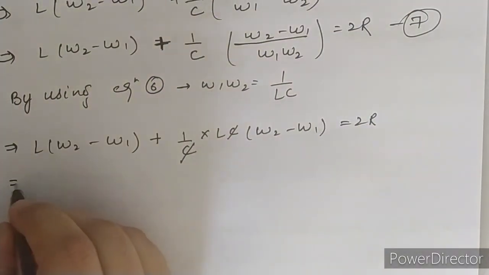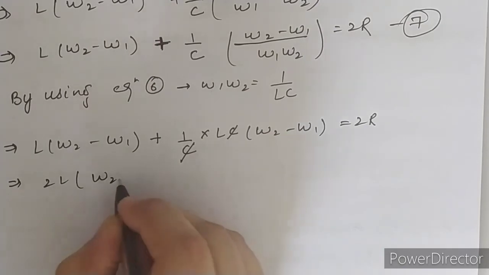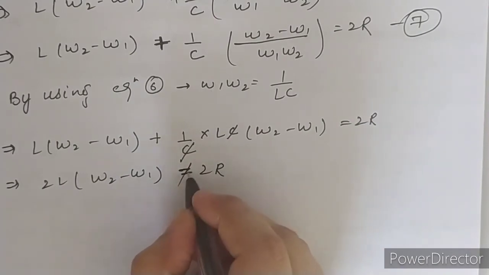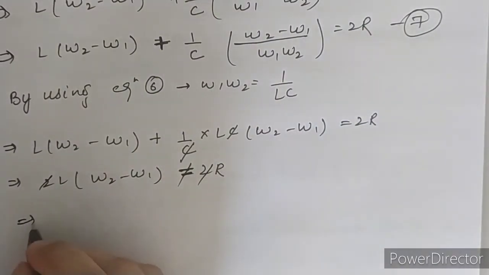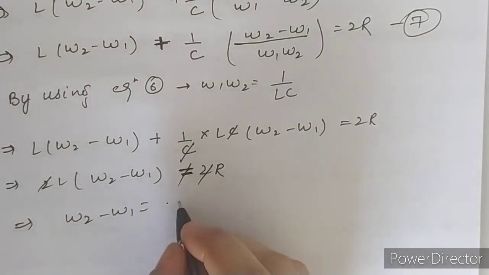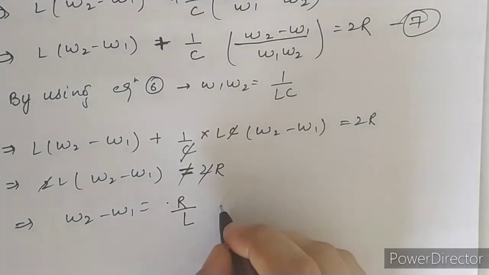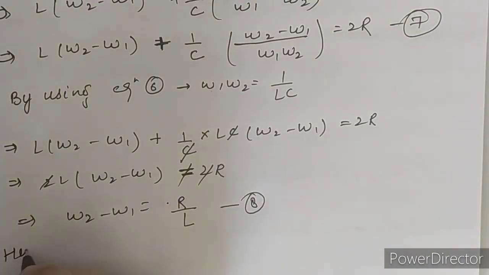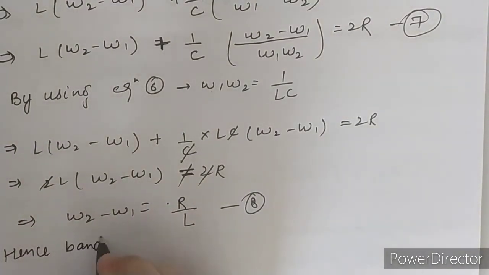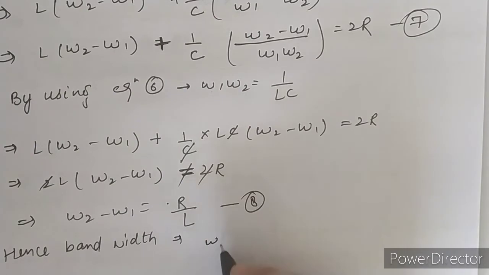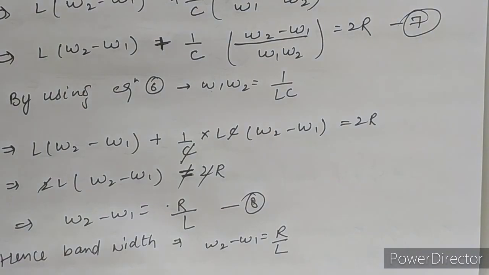Then our equation becomes 2L(omega 2 minus omega 1) is equal to 2R. Sorry, 2 and 2 have been cancelled out. Then omega 2 minus omega 1 is equal to R upon L. Equation number 8. So hence bandwidth is equal to omega 2 minus omega 1 is equal to R upon L. This is the value of your bandwidth.